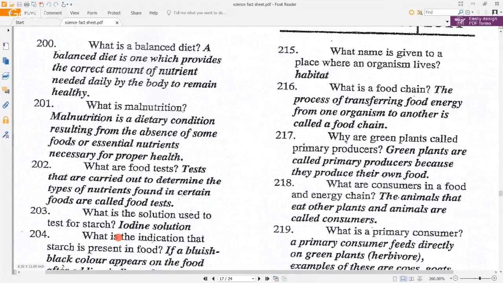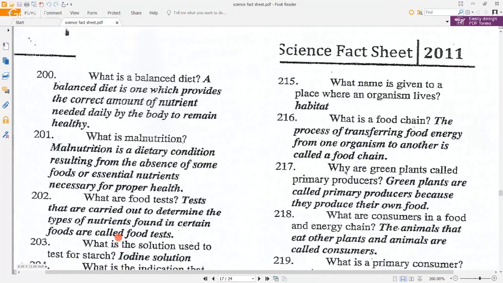What name is given to a place where an organism lives? That's called its habitat. What is a food chain? The process of transferring food energy from one organism to another is called a food chain. Why are green plants called primary producers? Green plants are called primary producers because they produce their own food. Primary producers produce their own food.